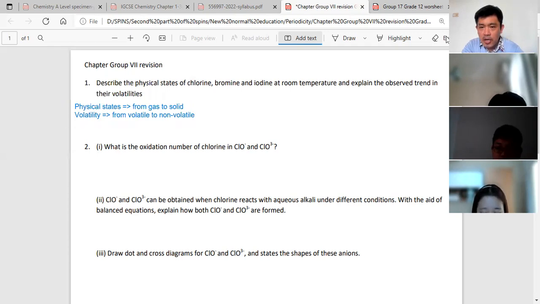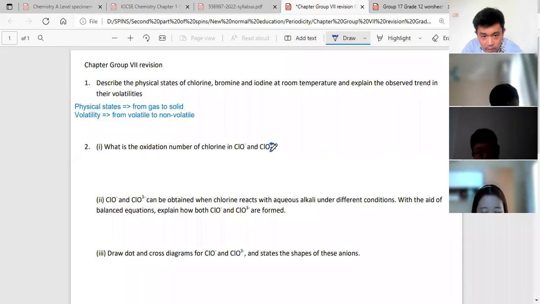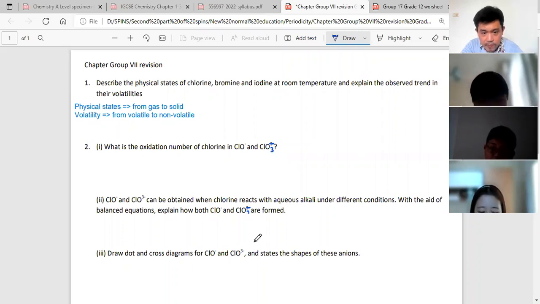And then for number 2, part 1: what is the oxidation number of chlorine in chlorate(I) and in chlorate(V)? Sorry, this one should be negative. Negative 3.